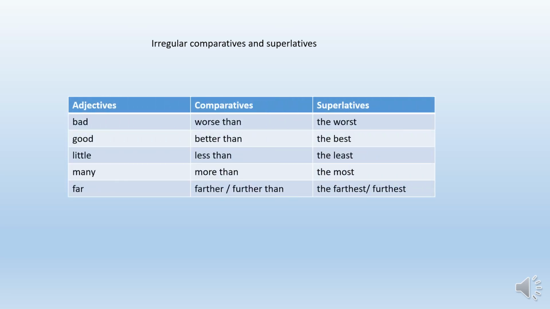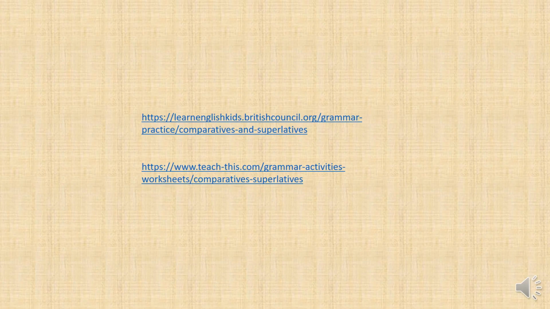Here I have some examples like bad, good, little, many, and far. So with these adjectives, we don't add er or est to the adjective. We are going to change them. They are changed completely here. So you can see bad becomes worse than, and the worst, good becomes better than, and the best, little becomes less than, and the least, many becomes more than, and the most, and finally far becomes farther than or the farthest. For more practice on comparative and superlative adjectives, you can visit those two websites.